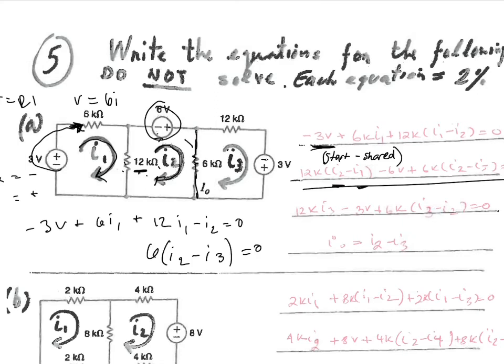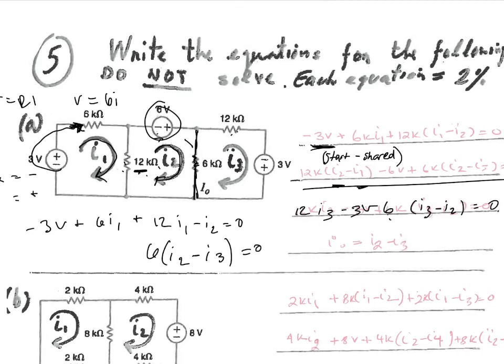This third equation, we do the same thing. We start over here and we see that this resistor is shared. He actually started over here. We do 6 times where it started, which is I3, minus what it's shared with, I2, is equal to 0. And then going up to this 12 here, we do 12 I3, and then minus 3 volts.